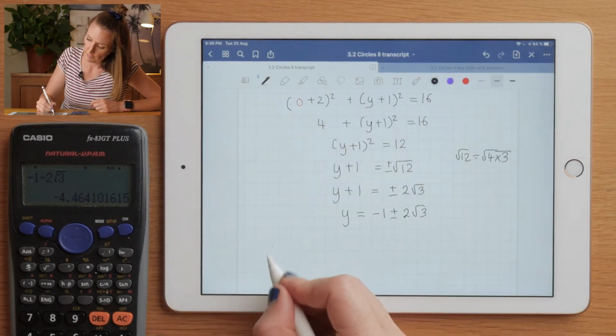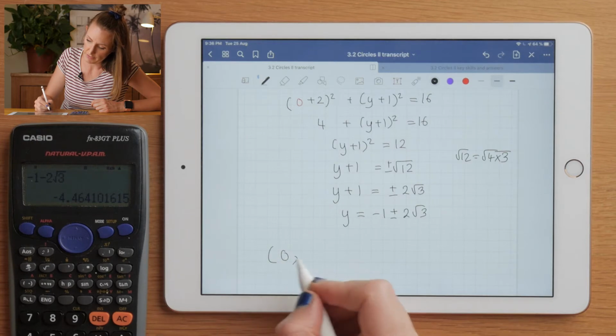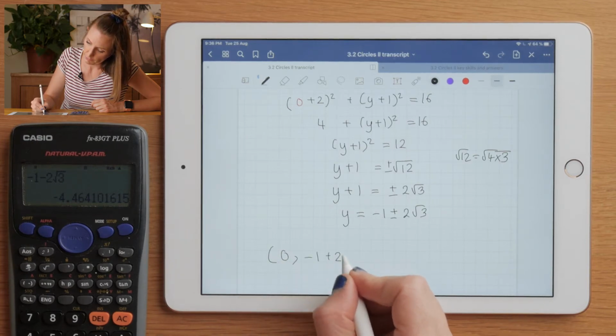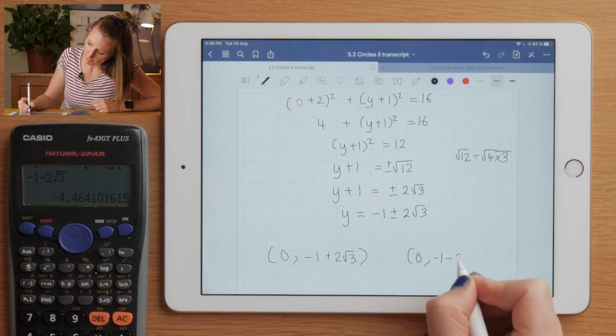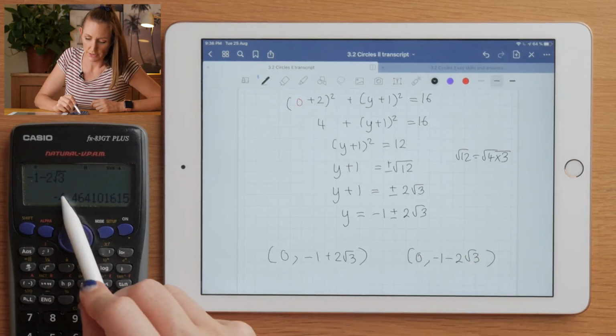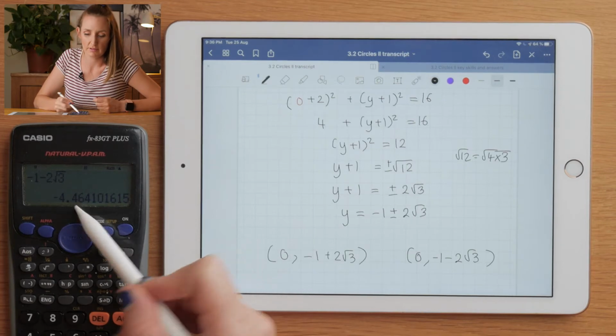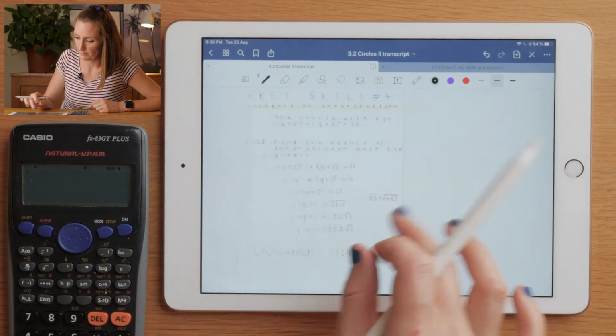So you're going to write your answer as 0 because x was 0 this time. Minus 1 plus 2 square root 3. And 0, minus 1 minus 2 square root 3. If they wanted 3 significant figures or 2 decimal places, just type it into your calculator.